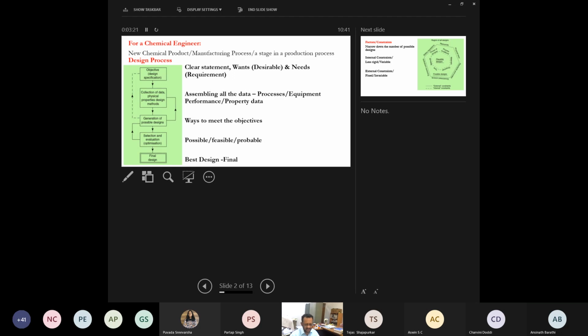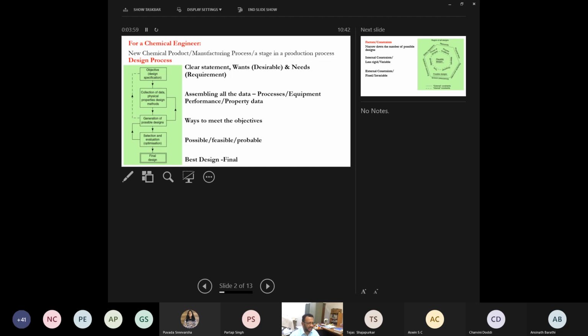So product means, for example, the COVID vaccine, vaccination for COVID. In such cases, this is our objective. So first we have to see whether we have an existing process, or we should develop a new process, or we should make some modification in the existing process. So the product is the objective. Then we have to find out the ways to achieve this product.